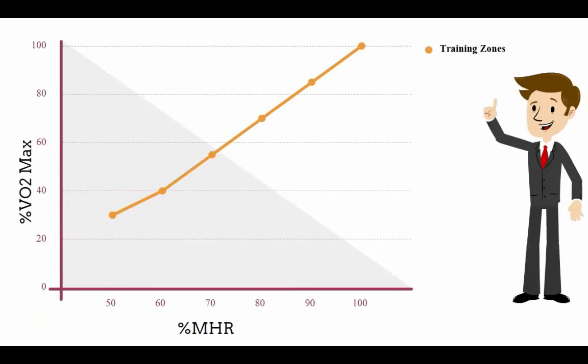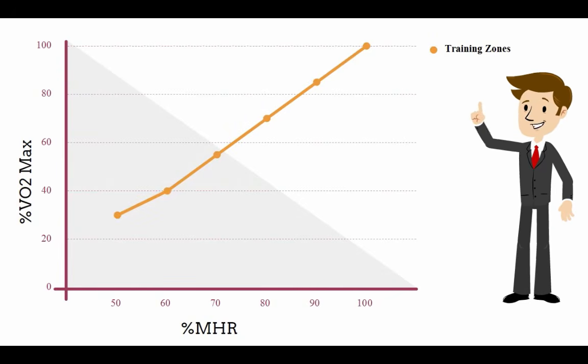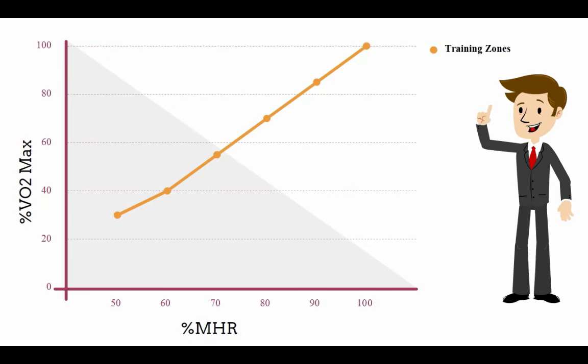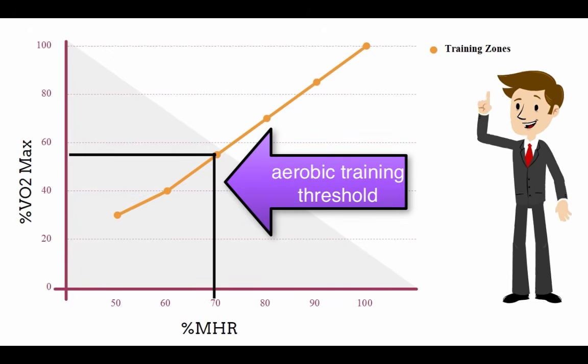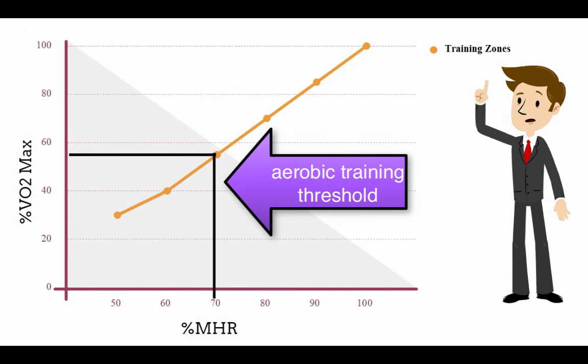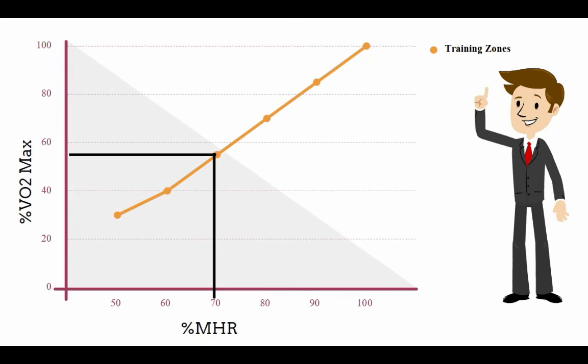This graph is going to be used to talk about training zones. The bottom is the intensity by percentage maximum heart rate, while the side is intensity by percentage VO2 max, which is a better indicator of exercise intensity. Training thresholds refer to the level of intensity needed in order to stress the body enough to cause an adaptation or improvement in performance. The aerobic threshold is the intensity needed in order to produce an adaptation that will improve someone's aerobic capacity or VO2 max.